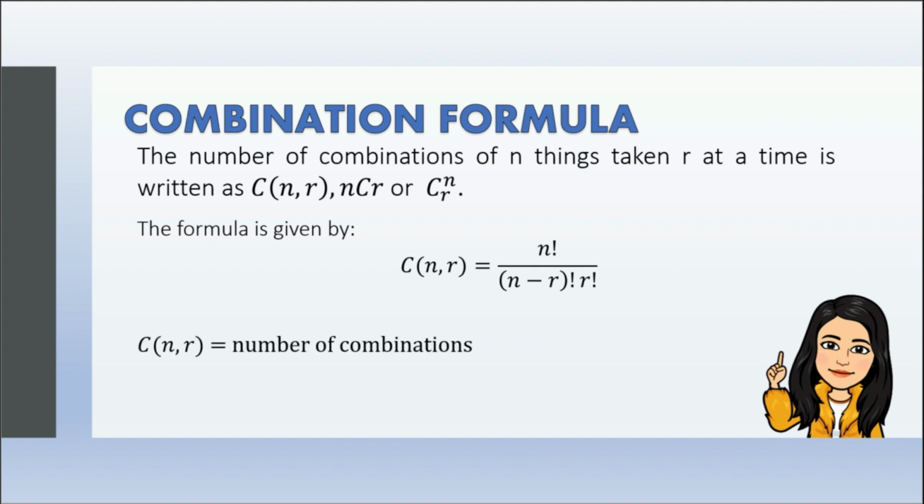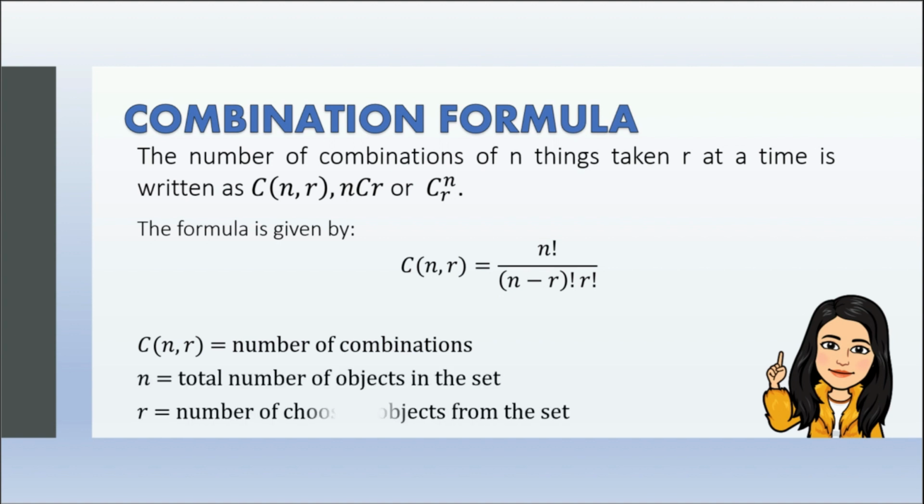Does it look familiar? Well, it is somehow similar to the permutation formula, but the only difference is that we multiplied the r factorial to the denominator of the permutation formula. C of n and r is the number of combinations, where n is the total number of objects in the set, and r is the number of objects chosen from the set. And again, the value of r is less than or equal to the value of n.